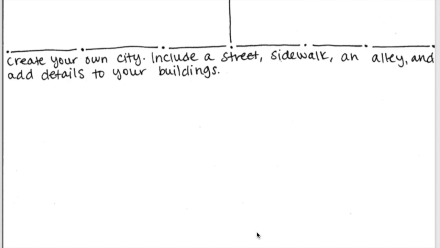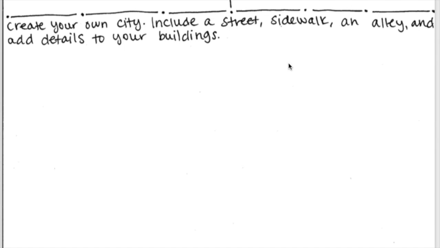The very bottom of this page is going to be prompt C. We don't need to do prompt C this week. This will be for next week, for week 2. It says create your own city. Include a street, sidewalk, or alley, and add details to your buildings. We're going to look at prompt C next week. So if you want to get a head start and you want to try it out this week, great, but you do not have to. That is next week's assignment.